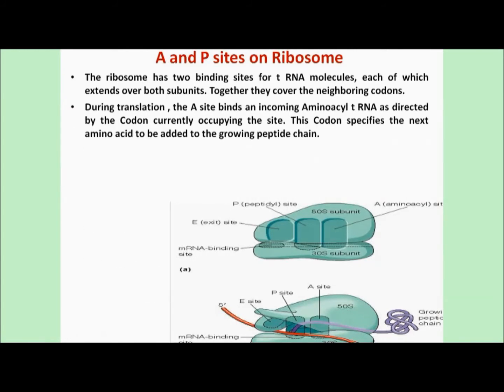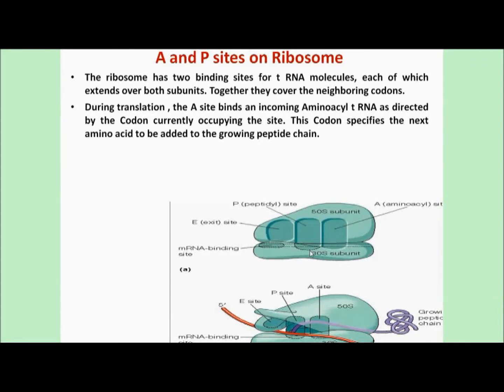So you see what actually happens during the process of translation. When translation is going on, the A site binds an incoming aminoacyl tRNA as directed by the codon currently occupying the site. So it will accept an aminoacyl tRNA. This codon specifies the next amino acid to be added to the growing chain. This means the A site decides which tRNA will come next and which amino acid is going to be added, and after addition, it gets shifted to the P site, right?